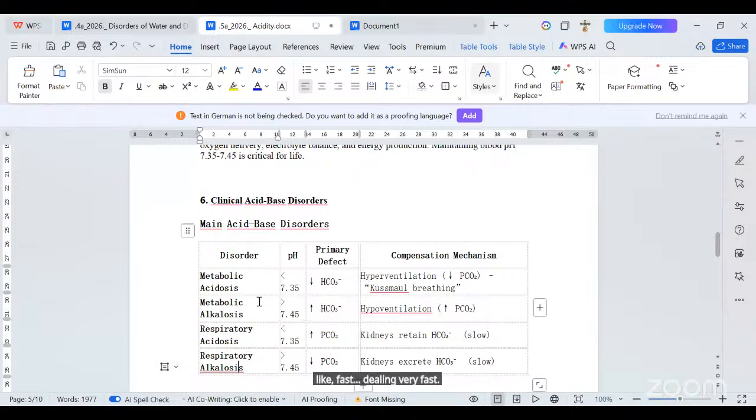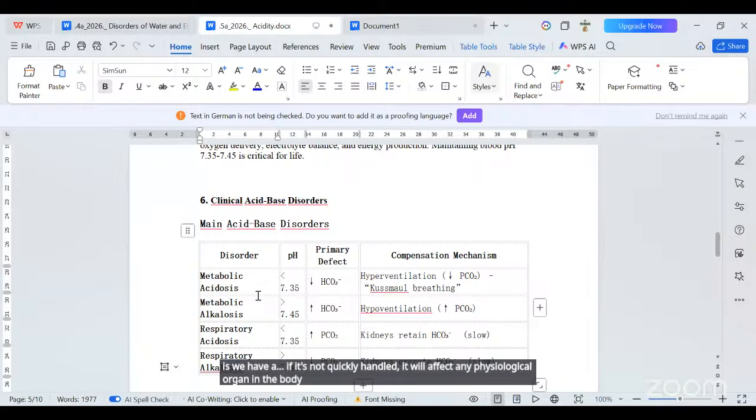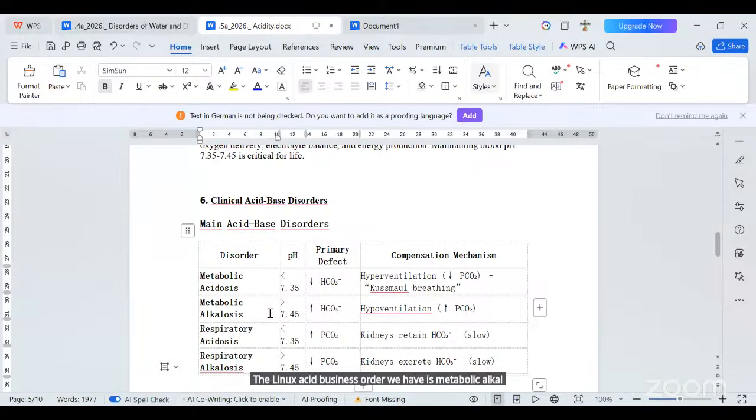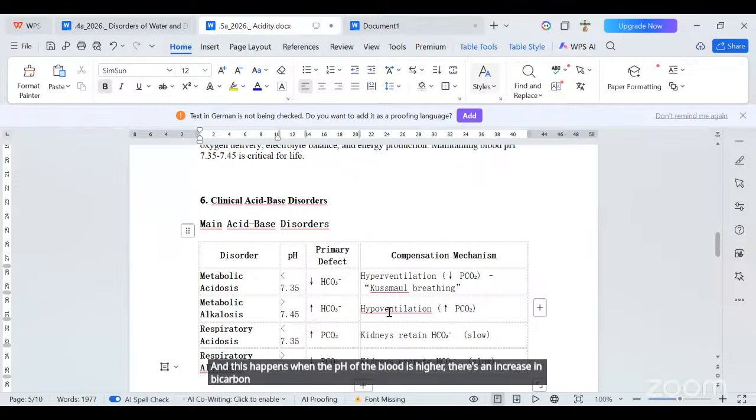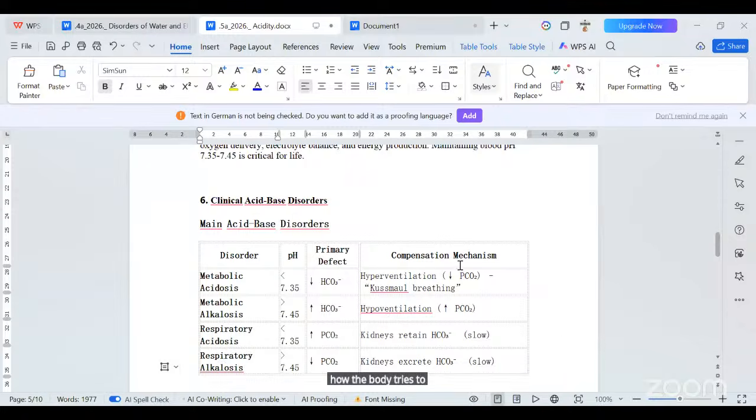You know, there's a normal way to breathe. But when it's hyperventilating, if it's not quickly handled, it can affect any physiological organ in the body. Then the next acid-base disorder we have is metabolic alkalosis. This happens when the pH of the blood is higher. There's an increase in bicarbonate, and the body tries to compensate through hypoventilation.